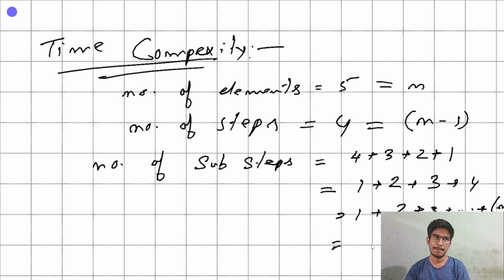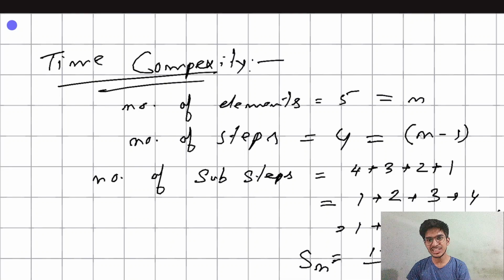The formula is: first element plus last element, divided by 2, the summation formula. You possibly get this in the sequence and series chapter. So what we get is n upon 2, and in the number of steps we get n minus 1. Then we multiply this by 2, because in each step we have a sub-step.